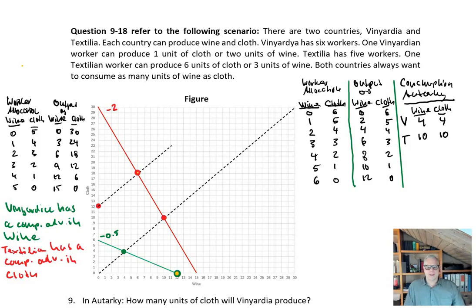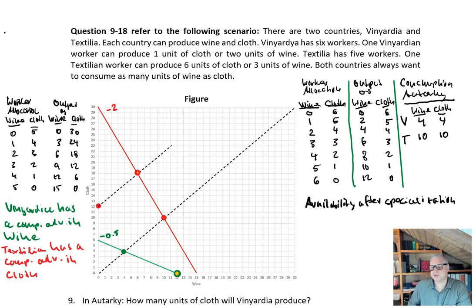Okay, good enough. So this is where they produce. Now, how much wine and cloth is available after specialization? Let's call that availability after specialization. Okay, this is supposed to read availability after specialization.